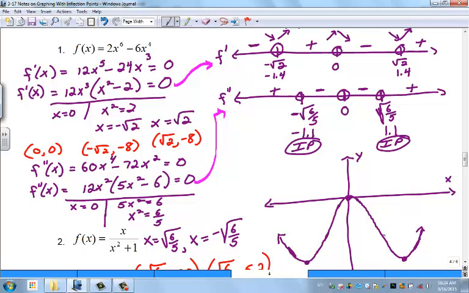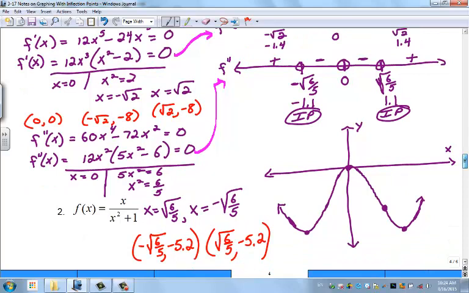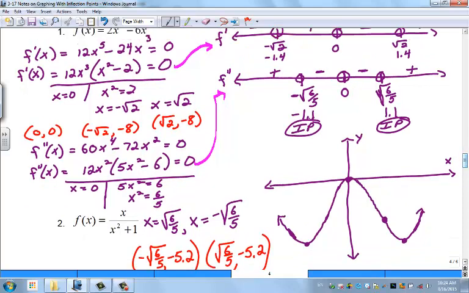Okay, so your inflection points happen here at radical 6/5 and negative 5.2, and over here. Okay, put them in the same spots. Okay, radical 6/5 and negative 5.2. Now we got to label all our points, and then we're going to be done.